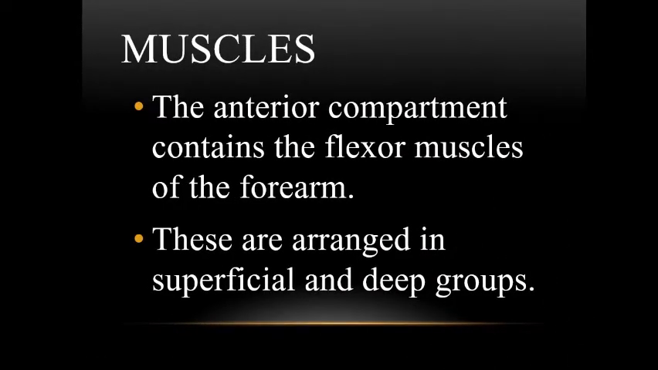Then coming to the next, muscles. After separating the deep fascia, or antebrachial fascia, we can identify that the anterior compartment contains the flexor muscles, which are responsible for flexion of the wrist joint and flexion of the digits as well. These are arranged in two groups, superficial and deep. In some books, they have mentioned three groups: superficial, intermediate and deep. To avoid confusion, I am just explaining in two groups only: superficial and deep.